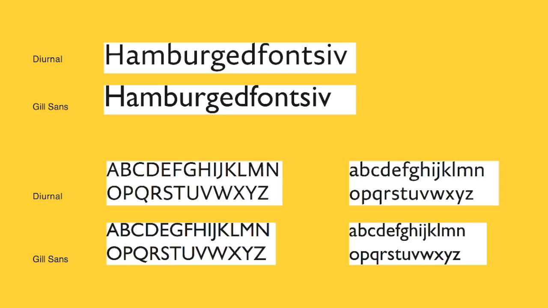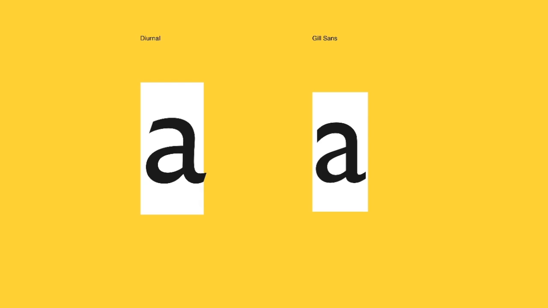On the surface, things are similar, but there are also some differences I want to share with you, and I think they are worth discussion. What immediately drew me to Diurnal was its lowercase a. And one of the things from Gill Sans that's really distinct is also its lowercase a. So let's get started with that.